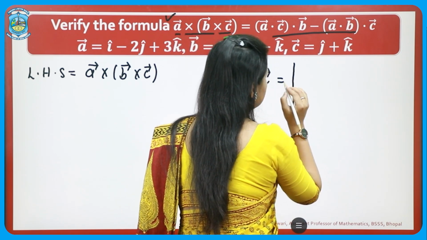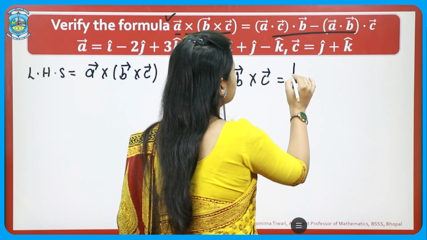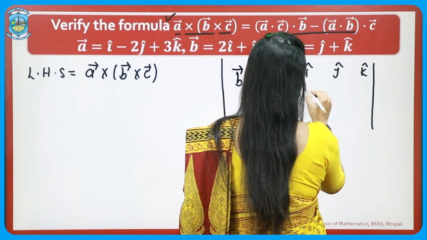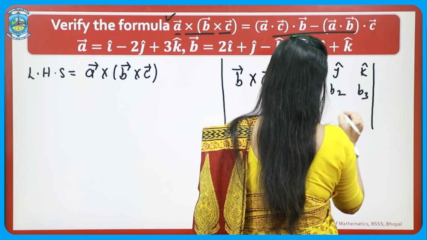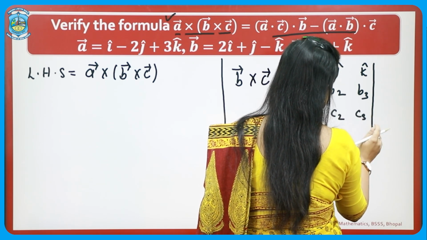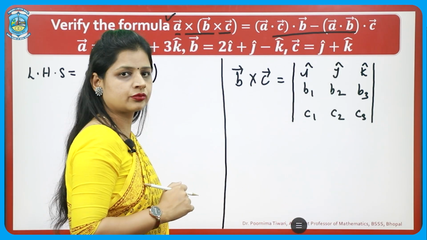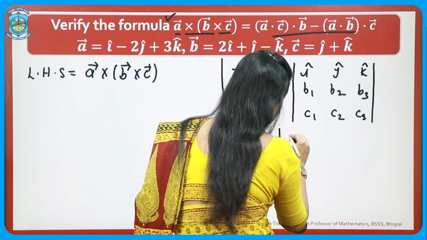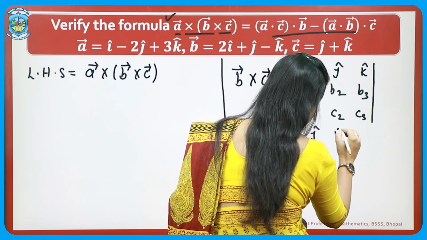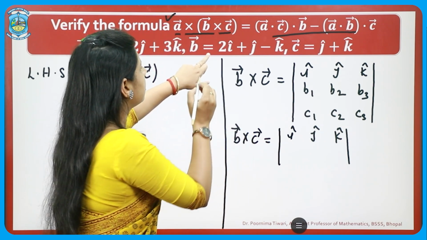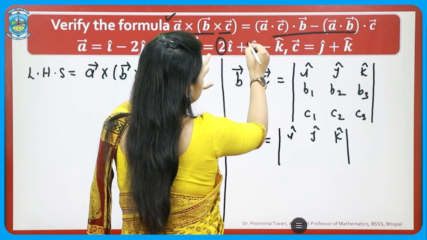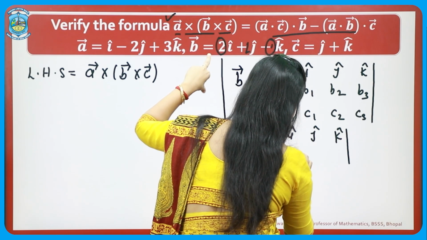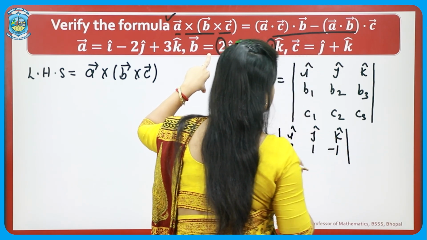We will apply the formula of the cross product of 2 vectors, which is the determinant of i cap, j cap, k cap, B1, B2, B3, C1, C2, C3. We will substitute these values. So, B cross C is i cap, j cap, k cap. Now, see this vector, B1 is 2, B2 is 1 and B3 is minus 1. So, this second row will be 2, 1, minus 1.